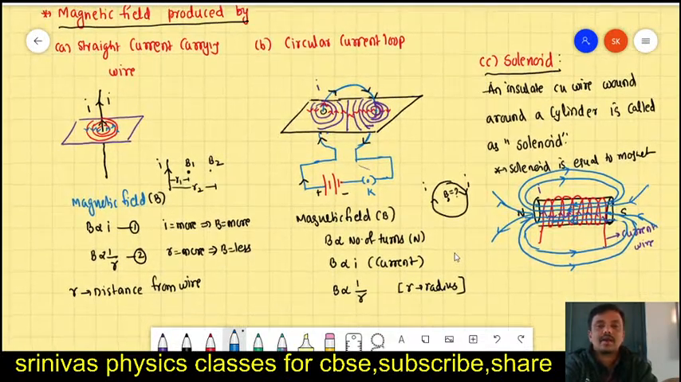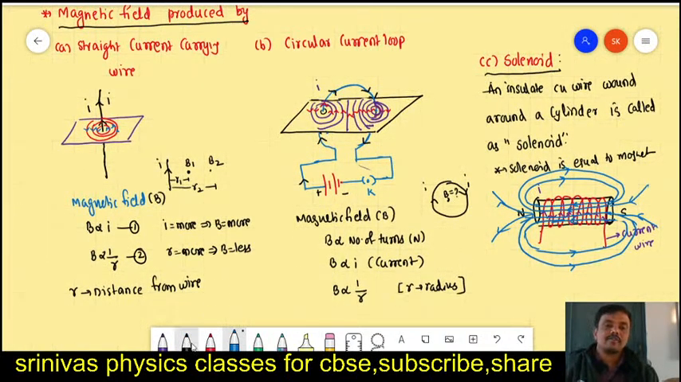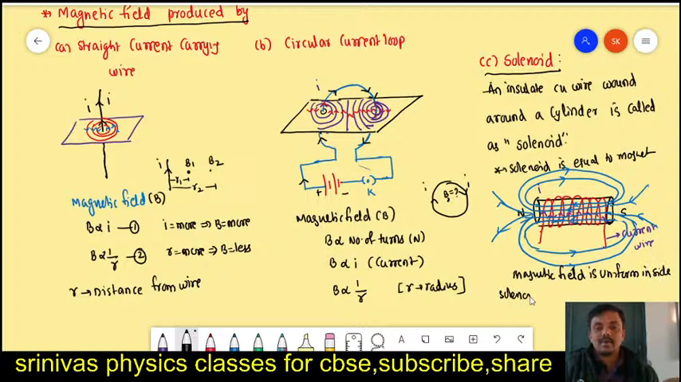Now let us see on what factors the magnetic field depends. Magnetic field is uniform inside the solenoid. Uniform means constant. The field depends upon some factors. The field is proportional to current. If more current passes, more field. The field is directly proportional to the number of turns and inversely proportional to the length.